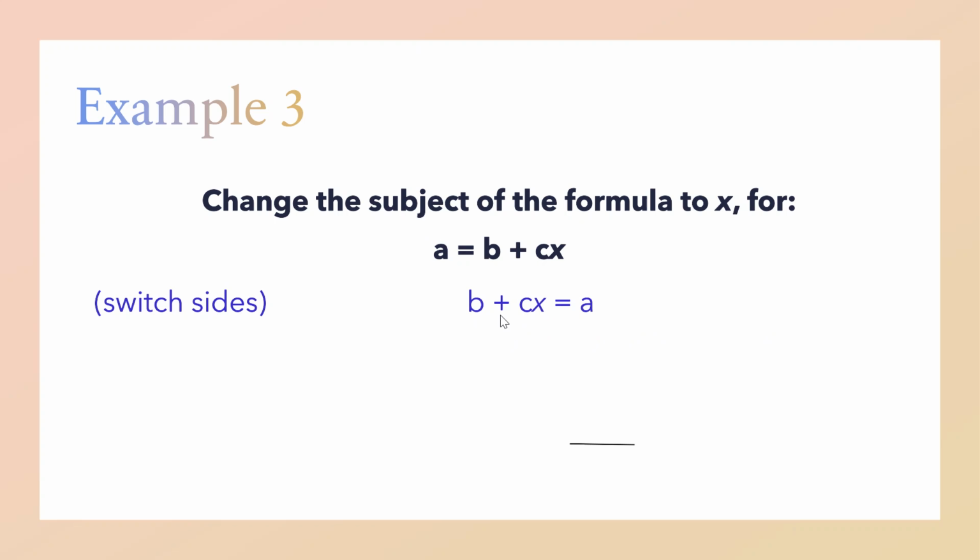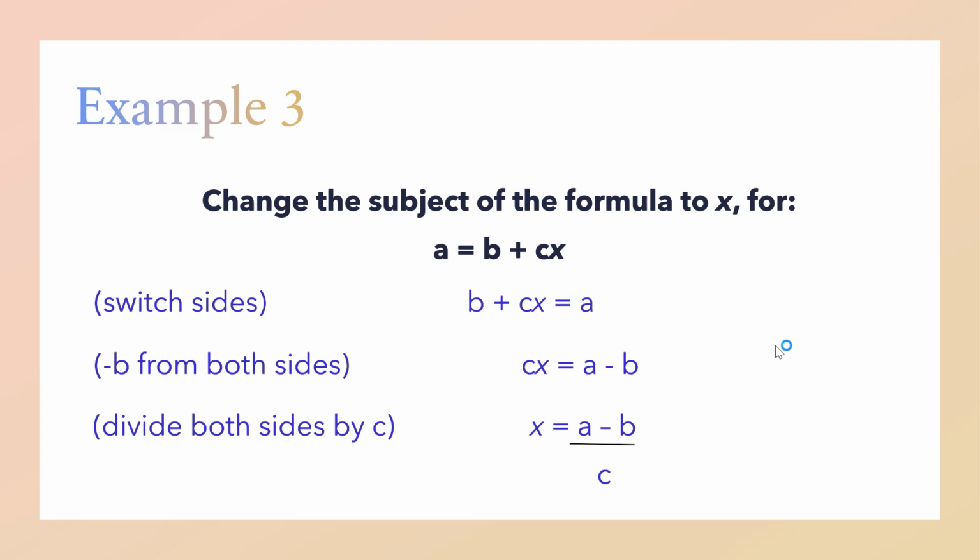Then we've got the b to get rid of and the c. We need to get rid of the b first, so subtract b from both sides. Then get rid of the c. The c is multiplying the x. Undo that multiplication, which means divide by c to both sides.